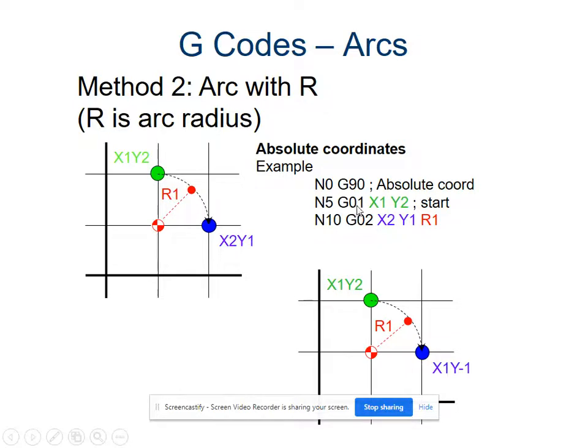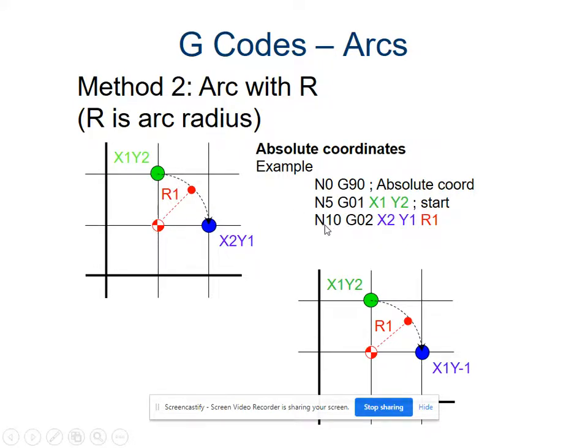Okay, so N05, G01 is linear interpolation, and you want the computer to move to the point X1, so it's over 1, and then you want it to go up 1, 2. So it's at this green dot right here on the screen up front right now.